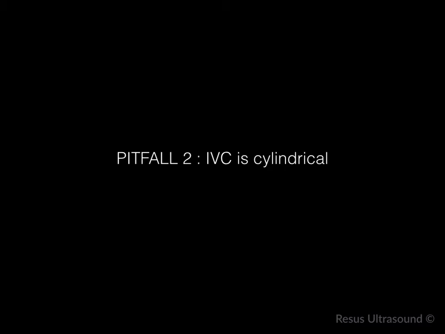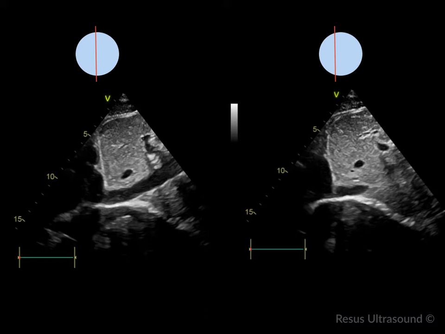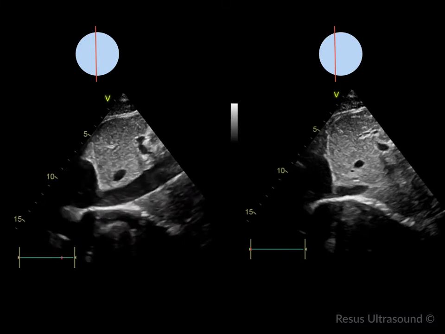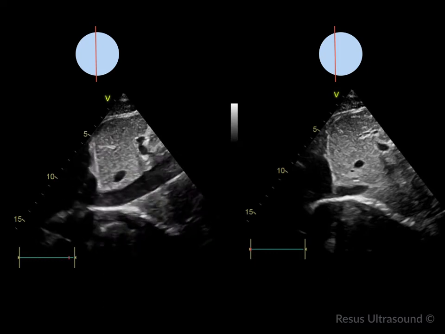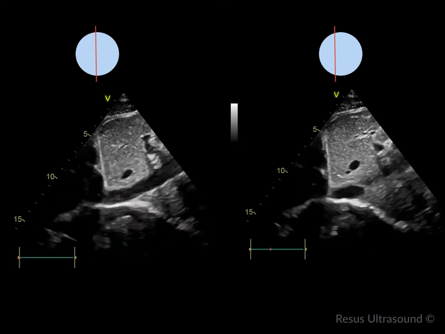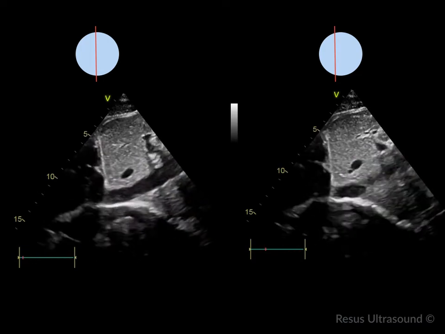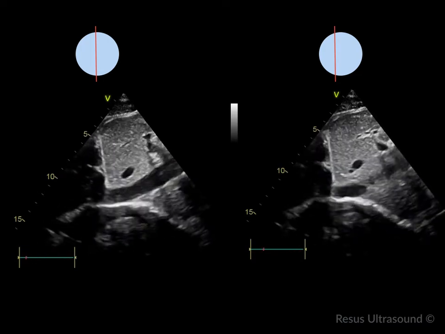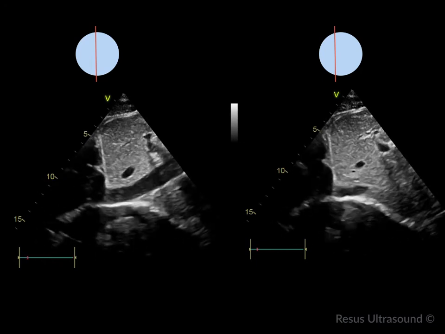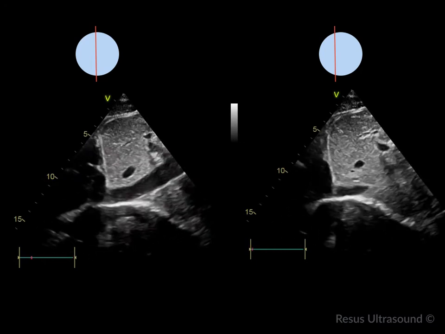So to imagine, another thing to remember is that the IVC is cylindrical. To correctly interpret the results, you have to cut the IVC in half, which of course you will see as a nicely black tube, as you can see here. However, if you couldn't cut the IVC in half, maybe because your probe position is wrong or the patient position is wrong, you would see the IVC is collapsed. But it's not because the patient is dehydrated, it's because your probe is not in the middle of the IVC.